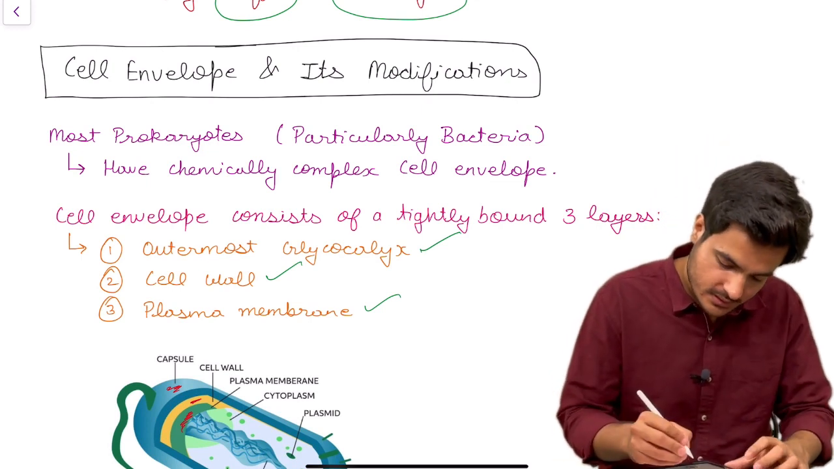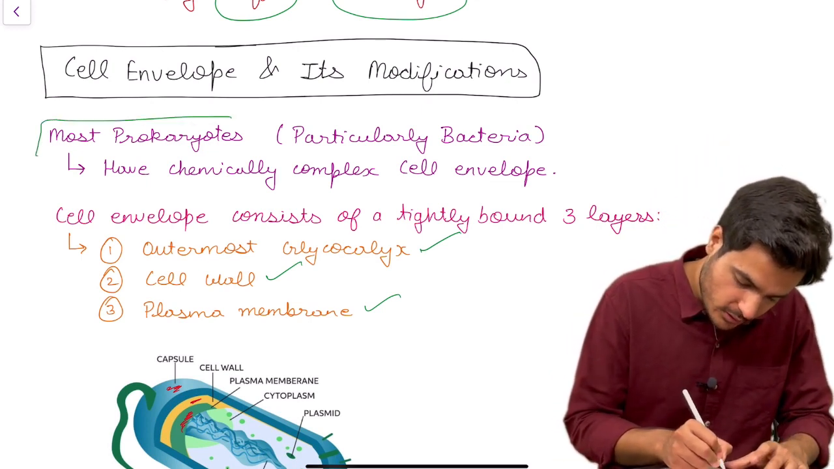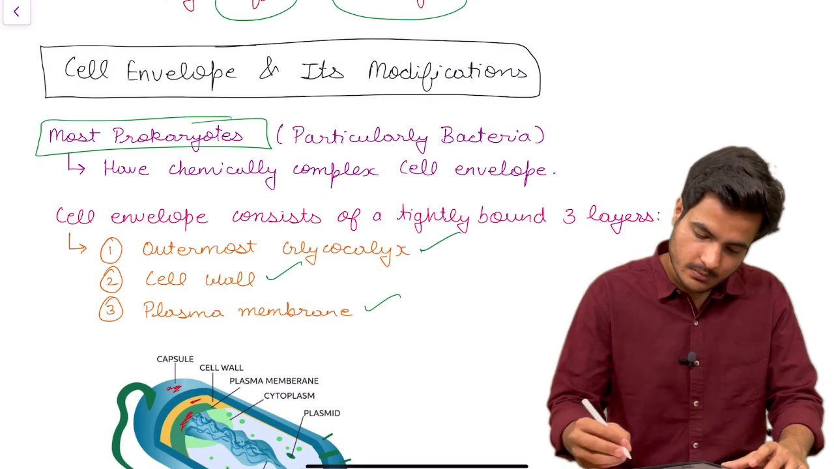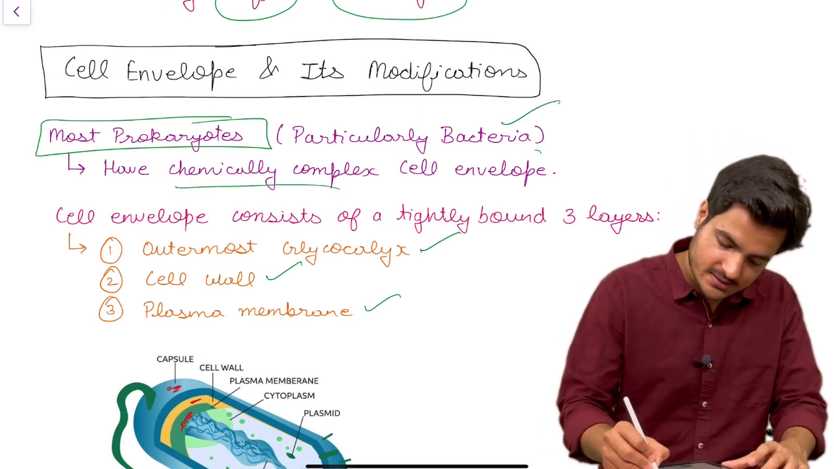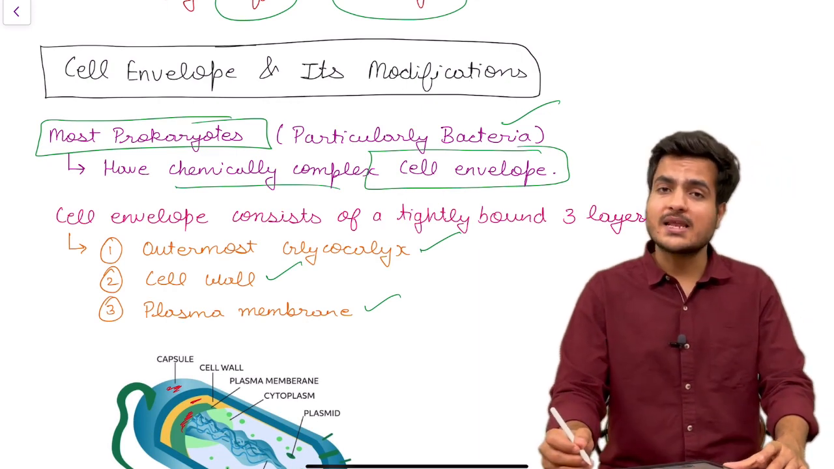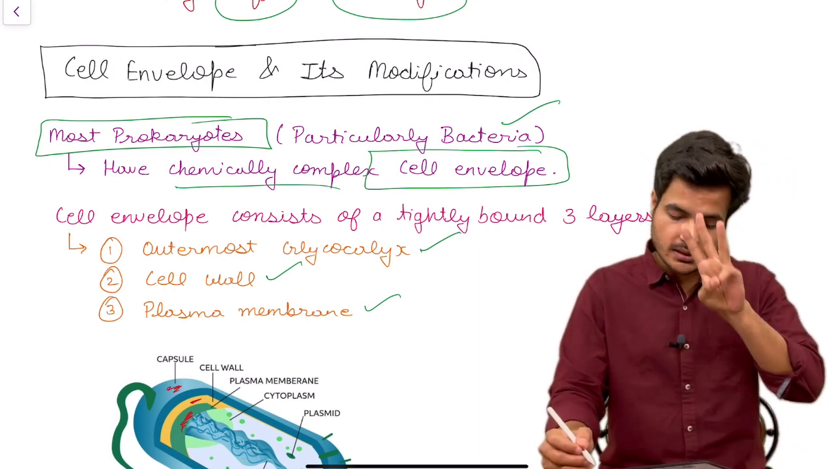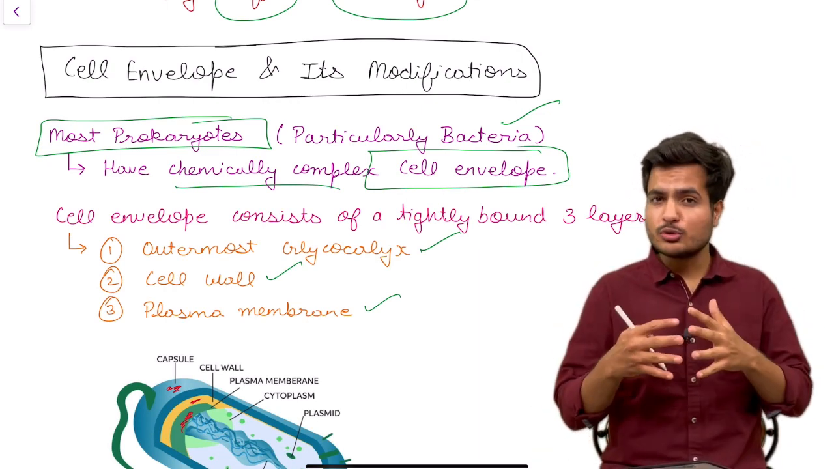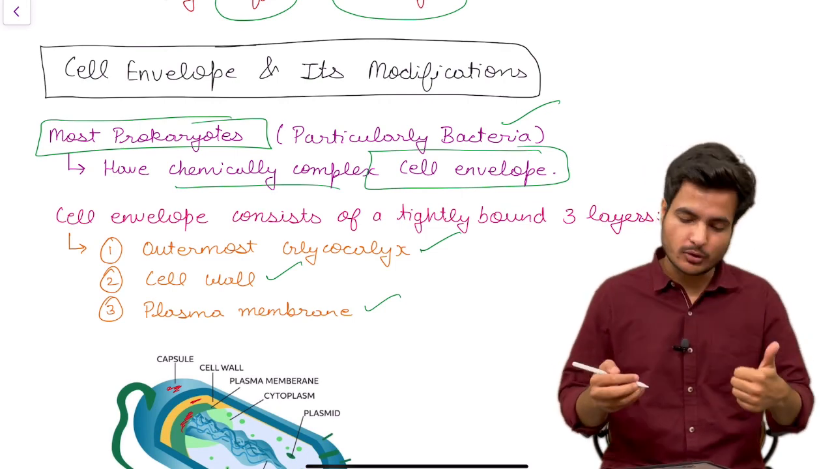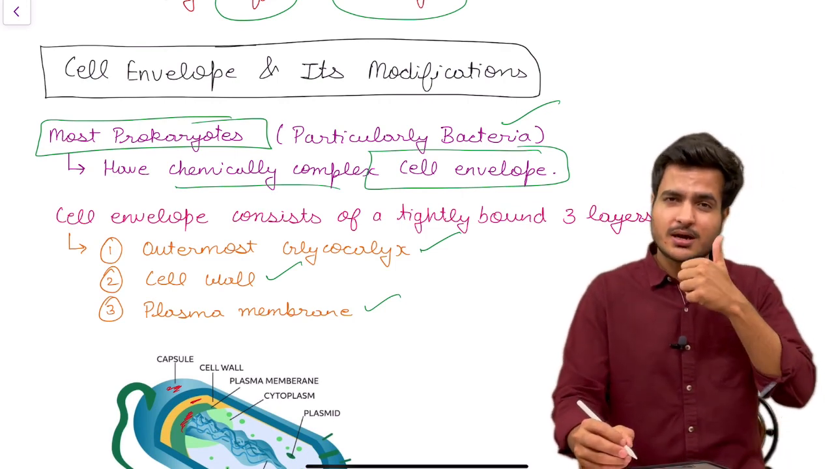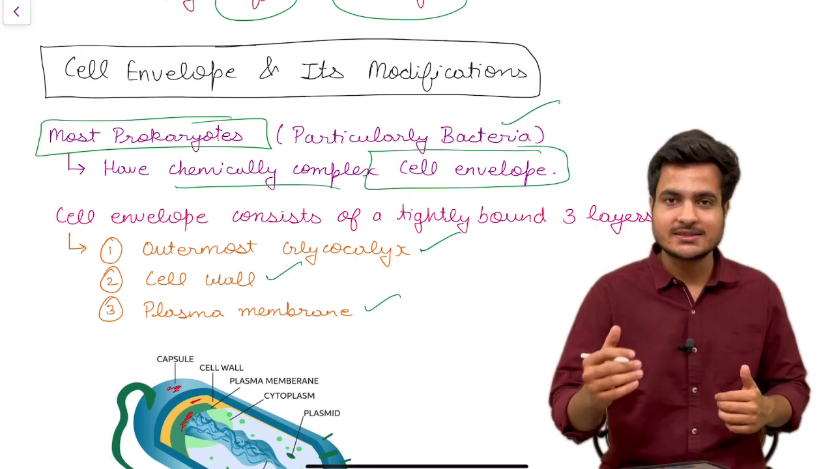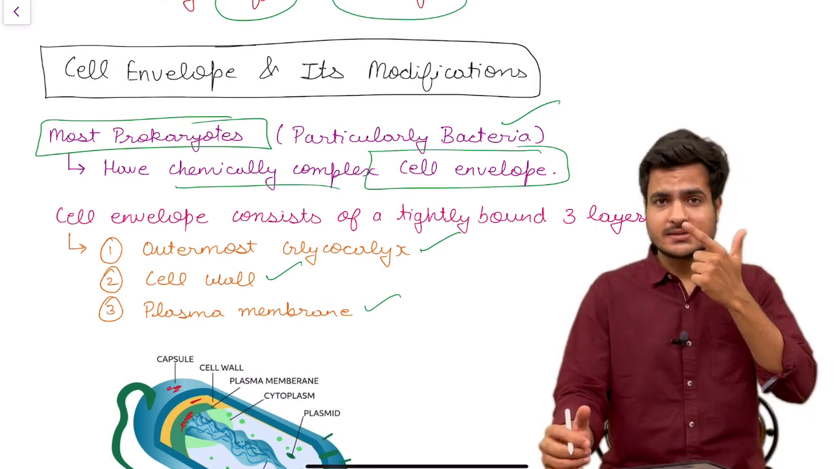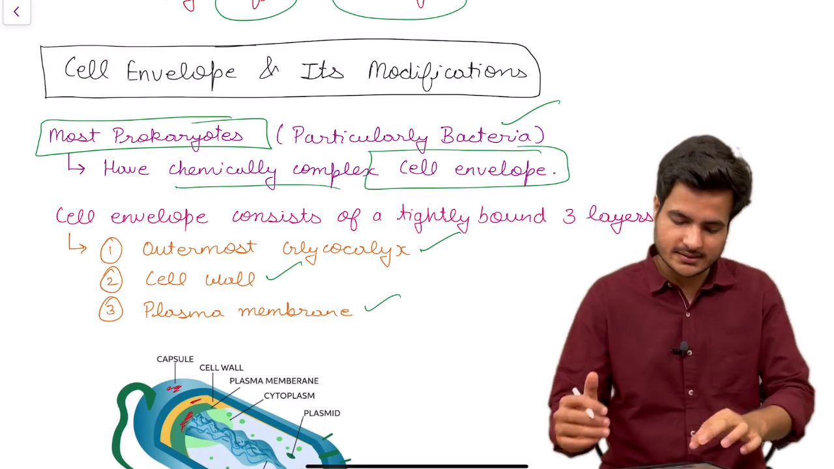For this, most prokaryotes, and particularly bacteria, have a cell envelope, and this is chemically complex. They have a chemically complex cell envelope made up of three layers which are tightly bound to each other. The outermost is glycocalyx, which we'll be discussing, which has two types based on consistency. The second layer is the cell wall, and the innermost layer is the cell membrane.